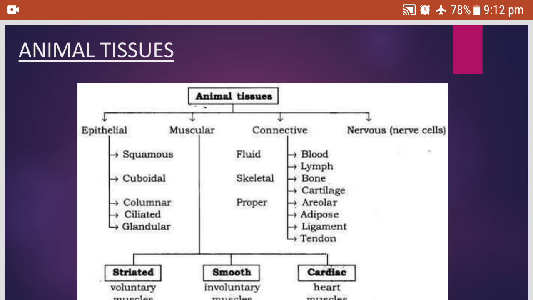Before starting the question and answer session, I want you to go through this classification of the animal tissues. Animal tissues are of 4 types: epithelial, muscular, connective and nervous tissue. Epithelial are again of 5 types, muscular are 3 types and connective tissues are 8 types. So you will be asked questions based on these tissues.